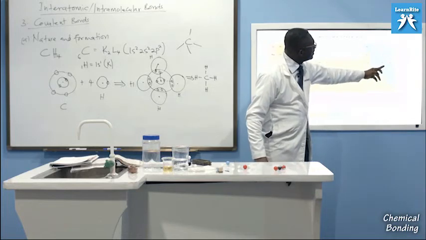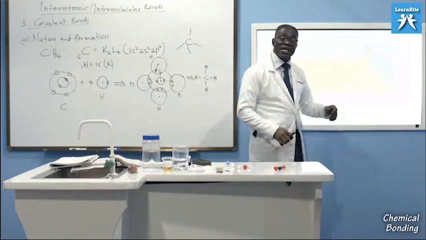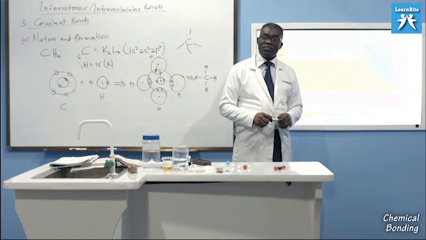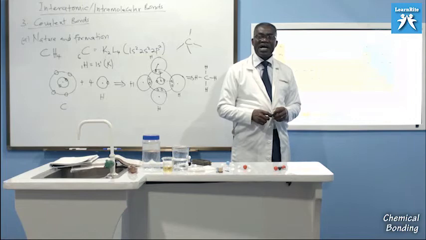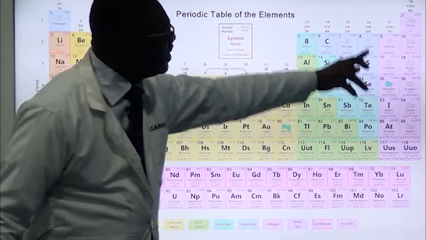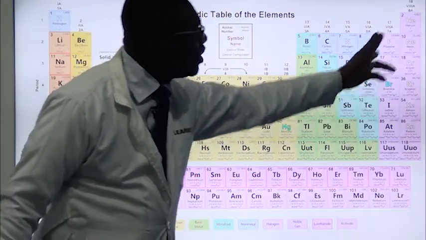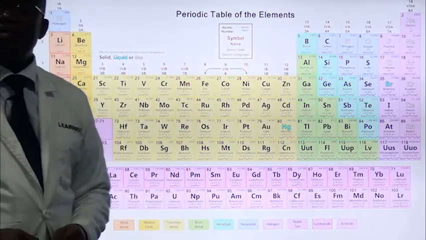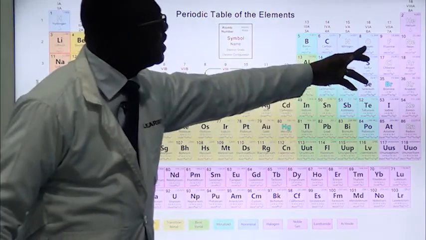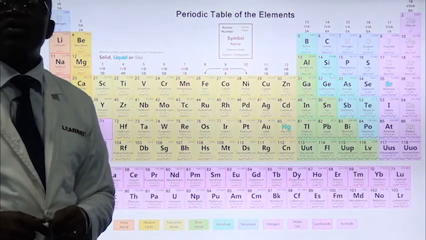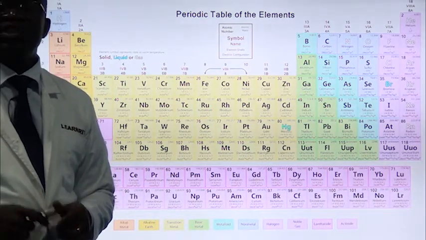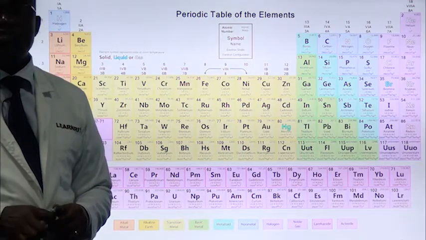A group 5 element, nitrogen, phosphorus, and so on, they all form 3 bonds. Why? Because they need 3 more electrons to fill their octet. Group 6, being here, needs 2 more electrons to assume the octet state. So any group 6 element will also form 2 covalent bonds. And that is why you always find oxygen forming 2 covalent bonds with hydrogen, in the case of water, for instance.